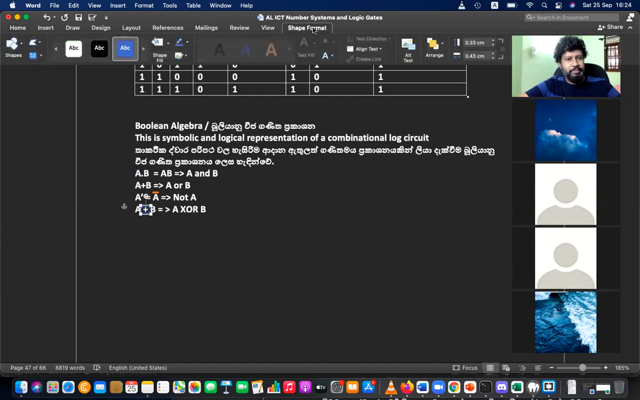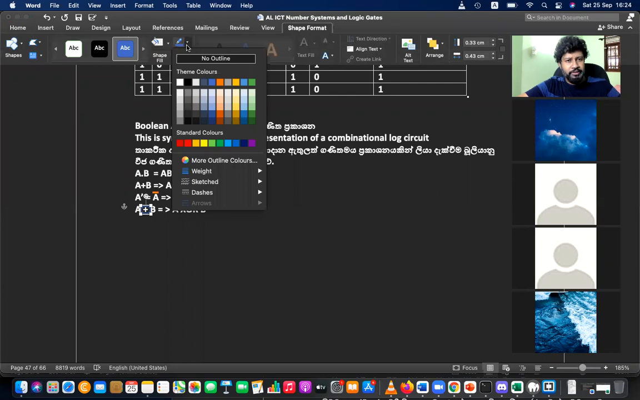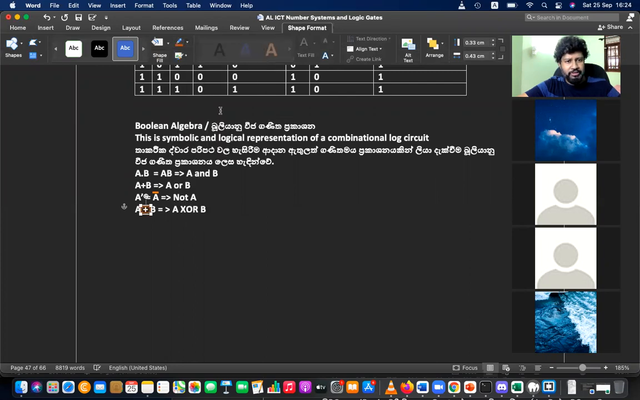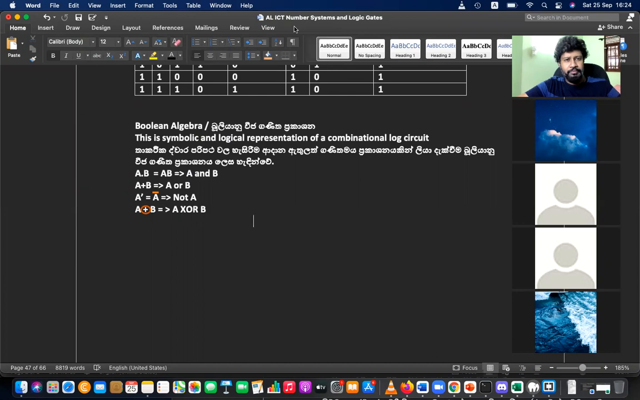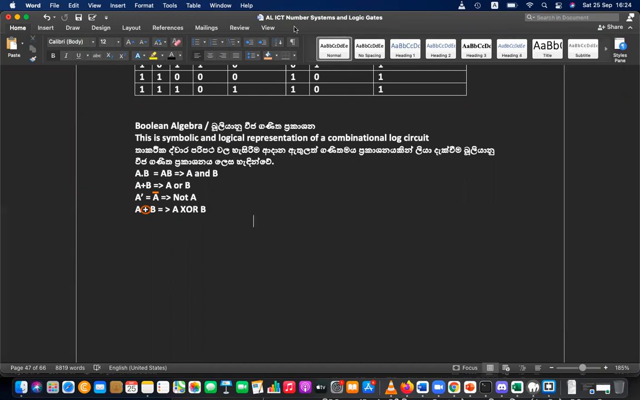Okay, please write down that part first. Let me add a color to this one also. We have added orange, right? Okay. A XOR B. So please write down this part first. No need to write down the Sinhala one. If you really feel that is important to you, you can write it down, but I think the English one is self-explanatory and you can understand that.